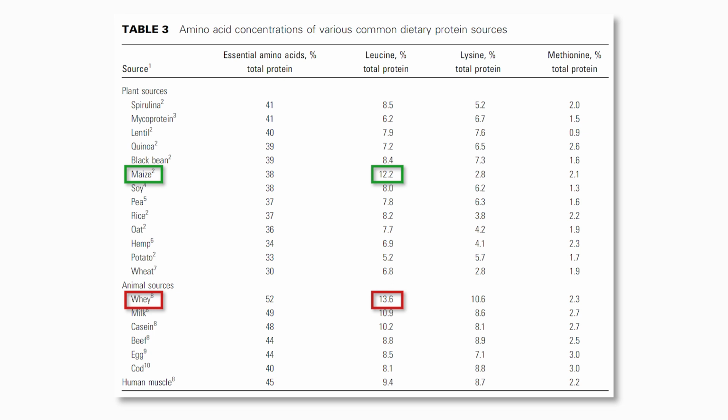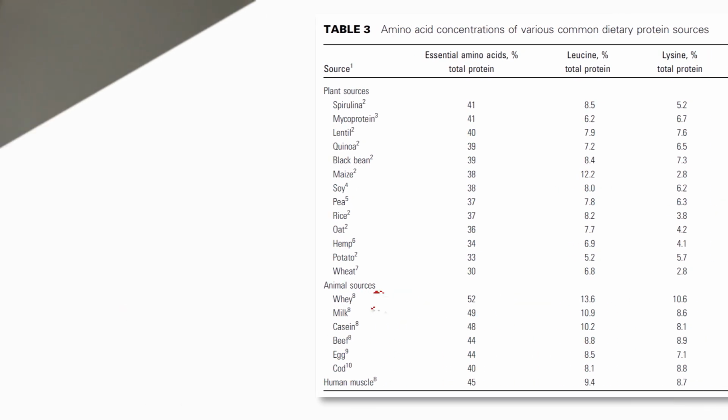But again, keep in mind that we're looking at proportions. We're not looking at absolute numbers. So it's still possible that you would need less whey protein compared to maize in terms of the consumption, because we're only looking at leucine. We're not necessarily looking at all the other amino acids.